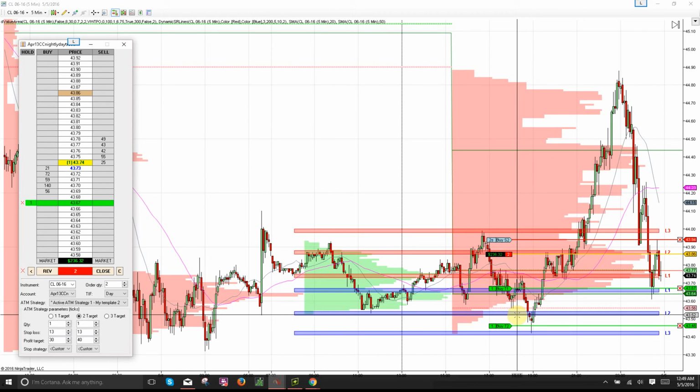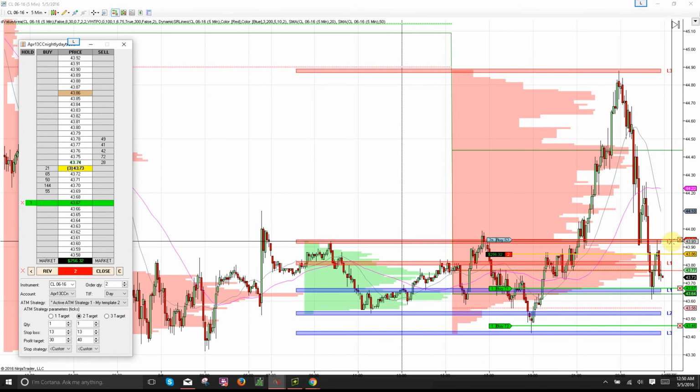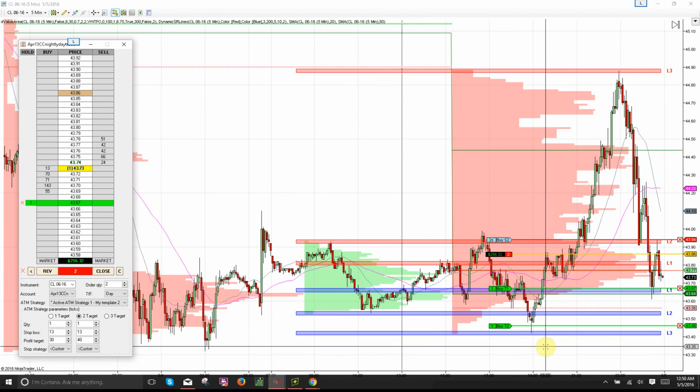You're seeing kind of how I'm thinking through the whole process and why I justified moving my stop back up a little bit, and where exactly I put it and everything like that.